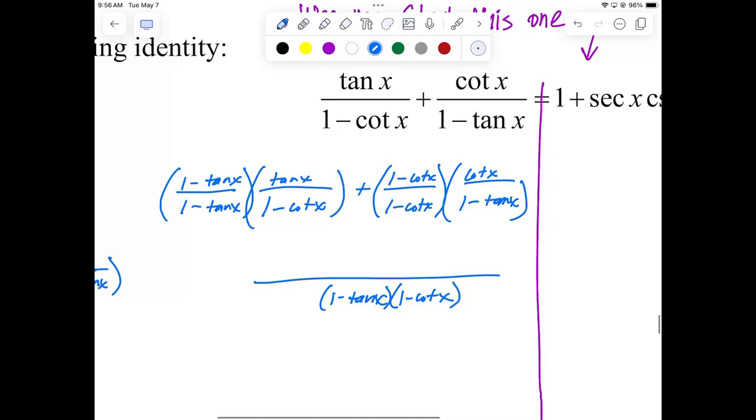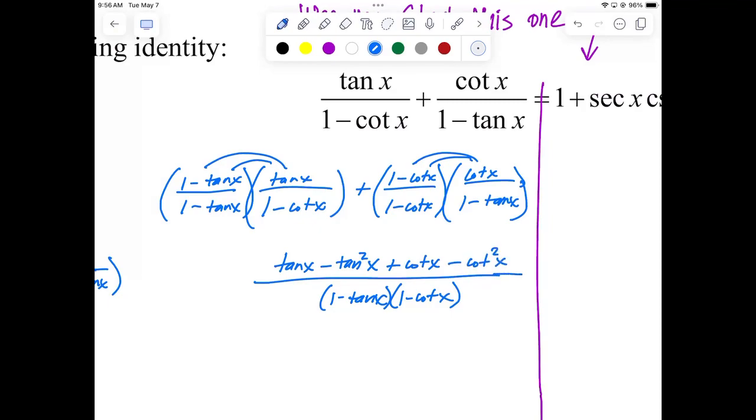Now, Jeremy, would you distribute the tangent inside there and the cotangent inside here? Would you do that? Yes. You would? Okay, so you get tangent of x minus tangent squared of x plus cotangent of x minus cotangent squared of x.